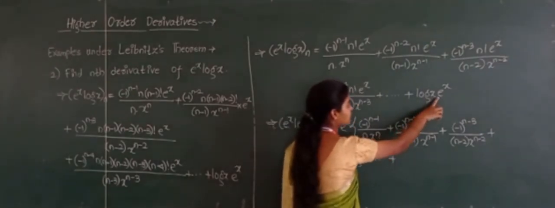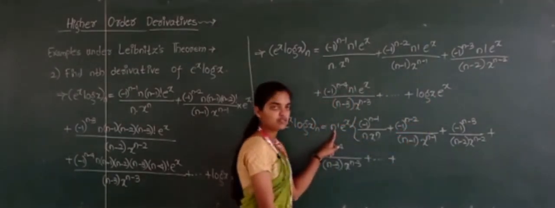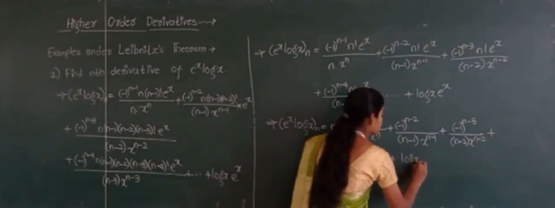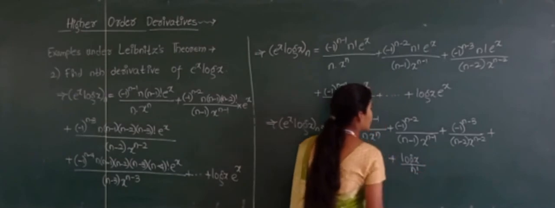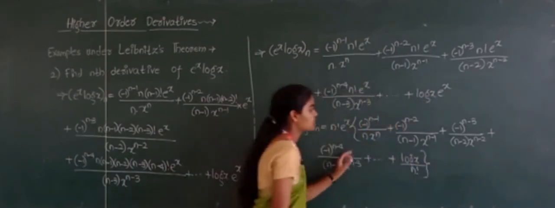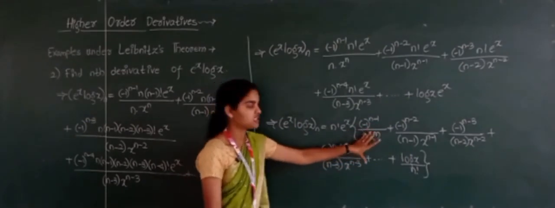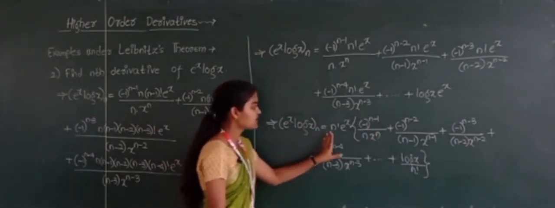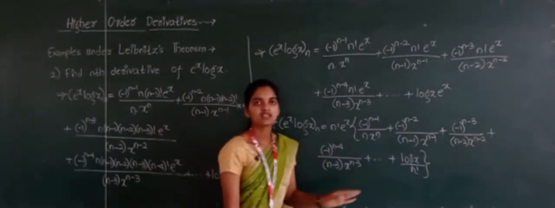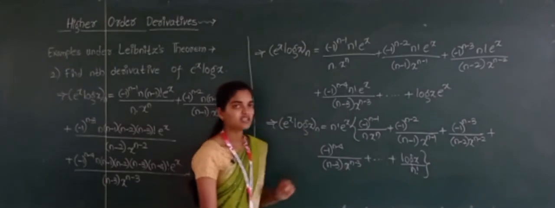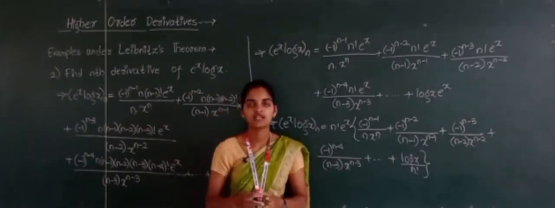Here n factorial is not there, but I have taken n factorial outside. So what I will write? Log x divided by n factorial, and this e raised to x is taken outside. So now this is the final solution. That is, nth derivative of e raised to x into log x is this term. This is how to get the nth derivative of functions given by using Leibniz formula.